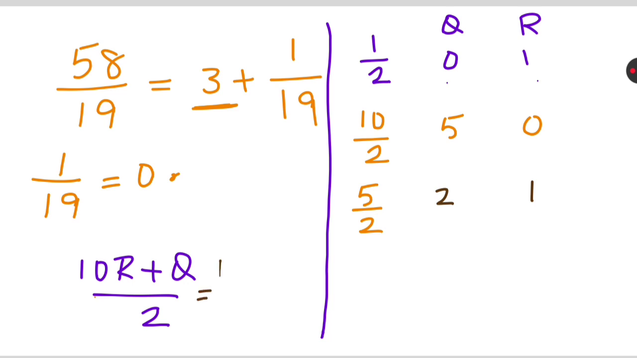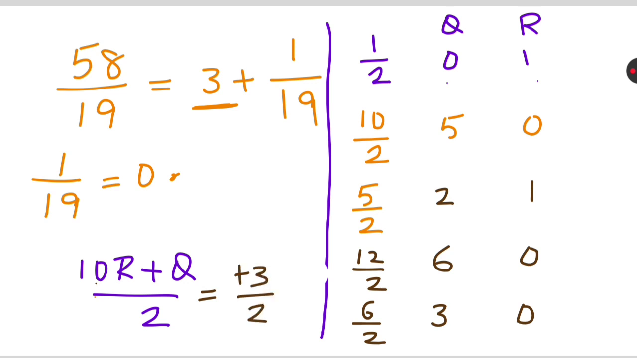Now substitute this. 10 times the remainder 1, plus coefficient 2. So 10 plus 2, which gives 12. So 12 over 2. So here you need to take 12 over 2. So when you do 12 over 2, the 6 is the coefficient and 0 is the remainder. This 6 and 0 you have to substitute here. Then 10 times 0, which gives only 0, plus the coefficient 6 over 2. So next you are going to get 6 over 2. So when you do 6 over 2, 3 is the coefficient and 0 is the remainder. This 3 and 0 you have to substitute here. So 10 times 0, which is 0, plus the coefficient 3.